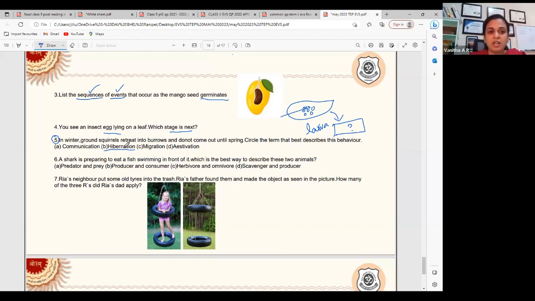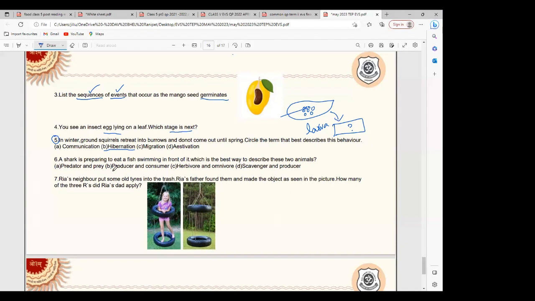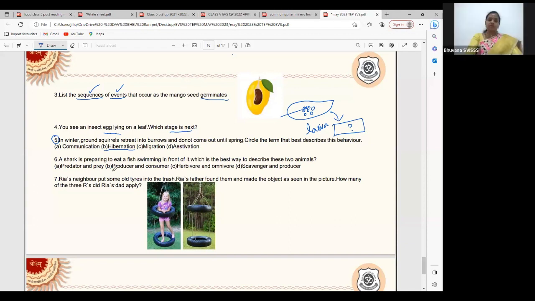Next, a shark is preparing to eat a fish swimming in front of it. Which is the best way to describe these two animals? First option is predator and prey. Next option is producer and consumer. Next option is herbivore and omnivore. Next is scavenger and producer. Predator and prey is the right option. So I'm just giving the possible ways of asking questions again.